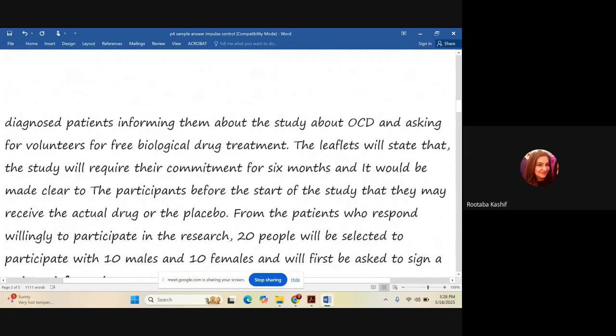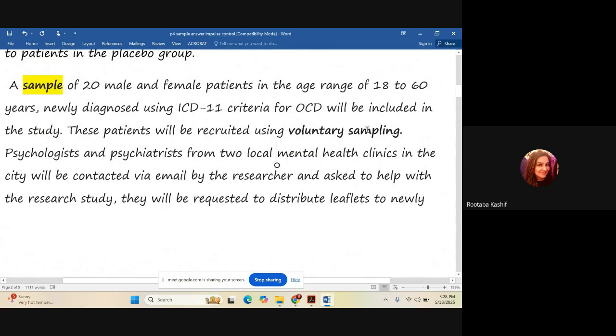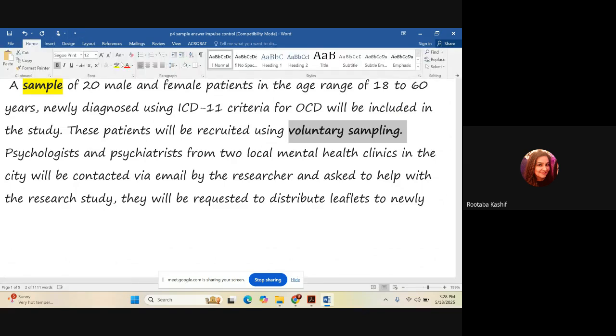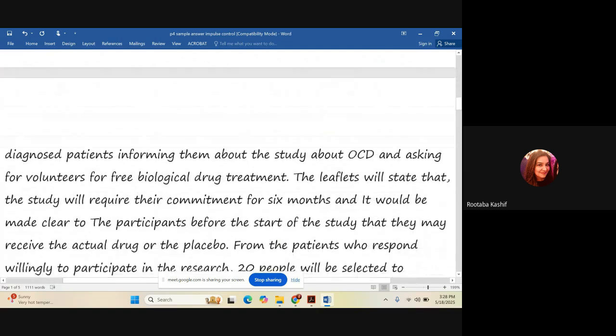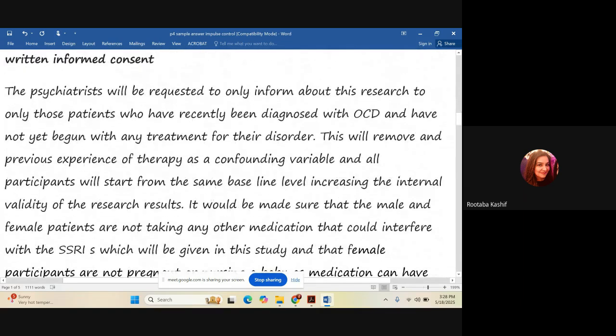We have already talked about the sample, and also we have seen that the candidate has discussed the volunteer sampling technique and how they're going to recruit the participants. The psychiatrist will be requested to only inform about this research to the people who have recently been diagnosed. So this is all repetition.